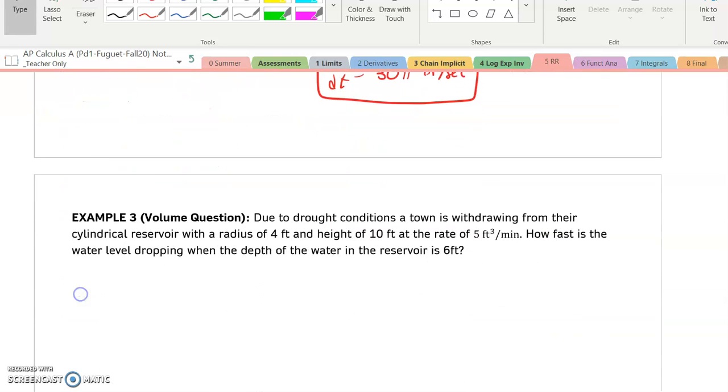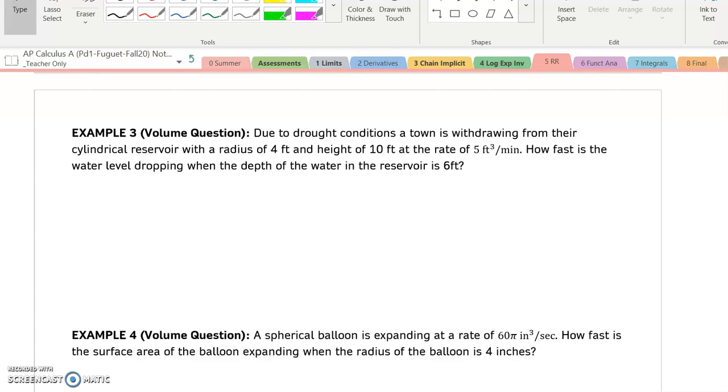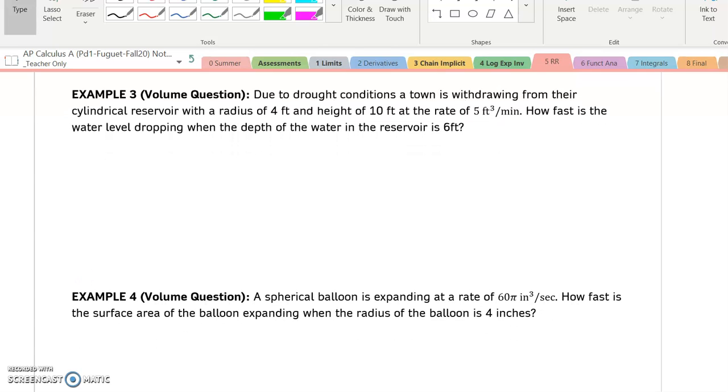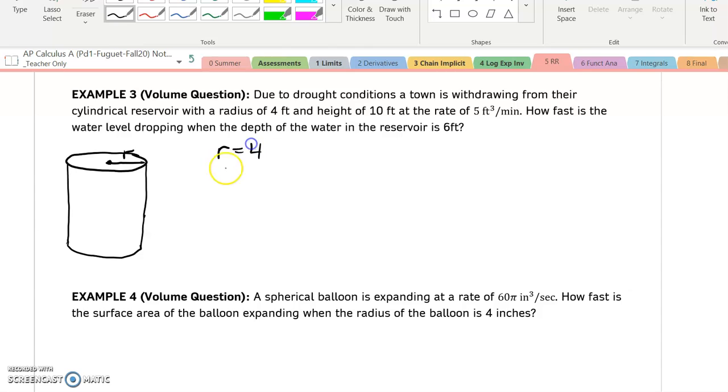Now, let's talk about a time where we are actually going to have a constant, and that's in example 3. We're looking at drought conditions in a town, and they're withdrawing from a cylindrical reservoir. So we're looking at a cylinder in this question instead, something a little different. The radius of this cylinder is 4, so I'll go ahead and write R equals 4. The height of the empty cylinder is 10. We're not going to write that down because we're talking about water level later in the question, so I'm going to wait to write that down.